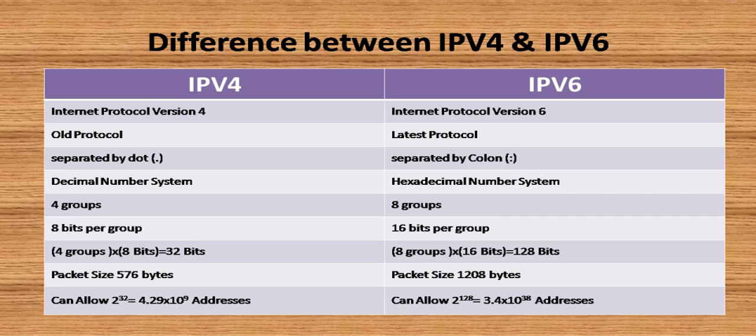There are total 4 groups in IPv4, and each group there are 8 bits. So if we multiply 4 groups with 8 bits, we get 32 bits. So IPv4 address contain 32 bits in its IP address, and IPv6 address contain 8 groups, and each group contains 16 bits. So if we multiply 8 groups with 16 bits in each group, we can get 128 bits total in IPv6 address.